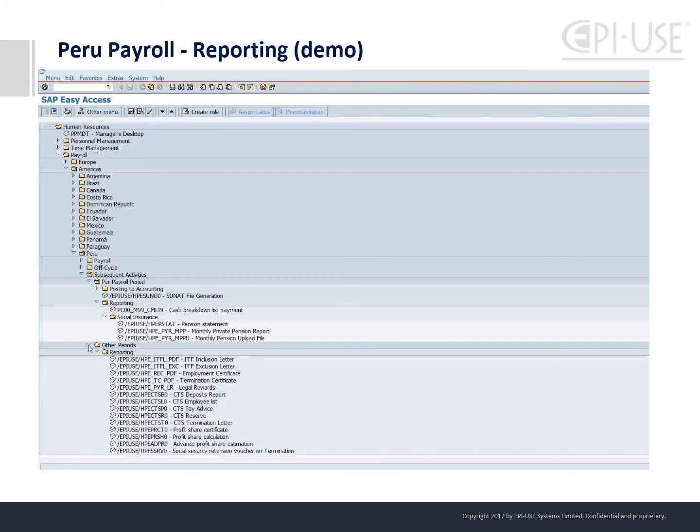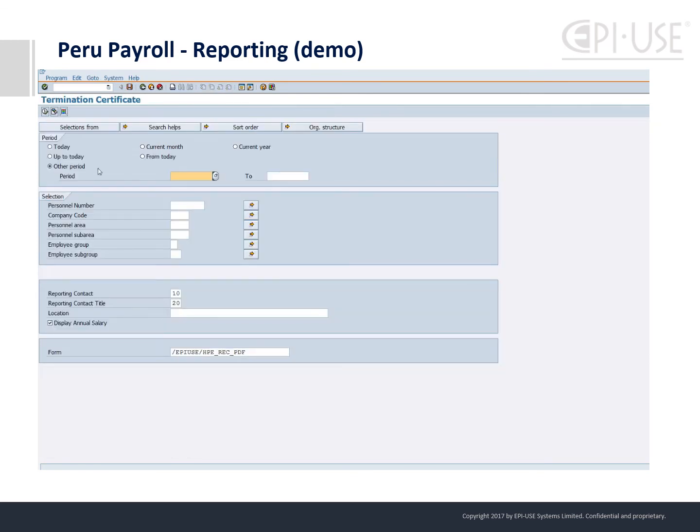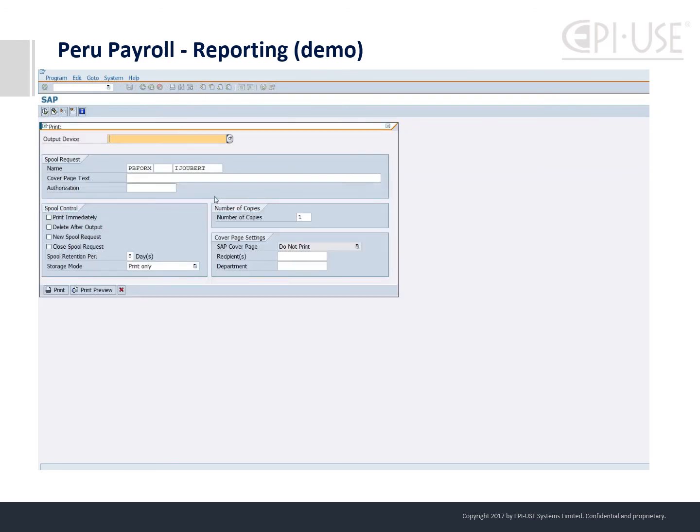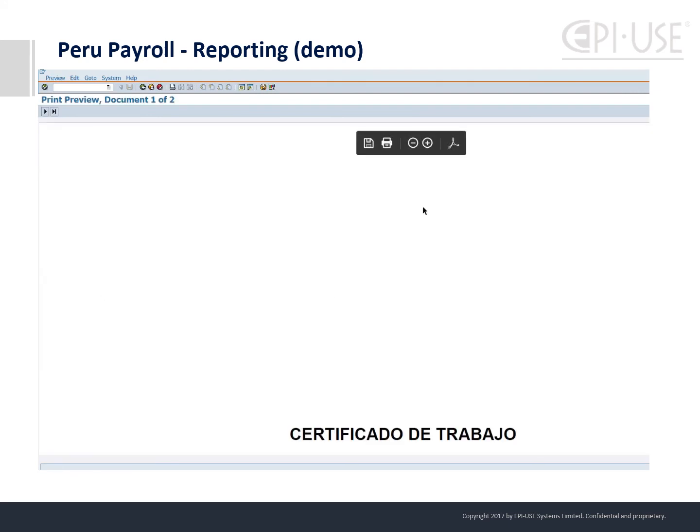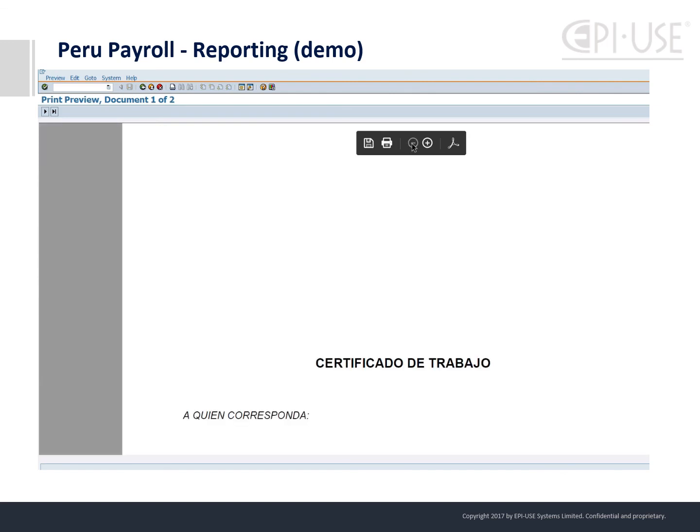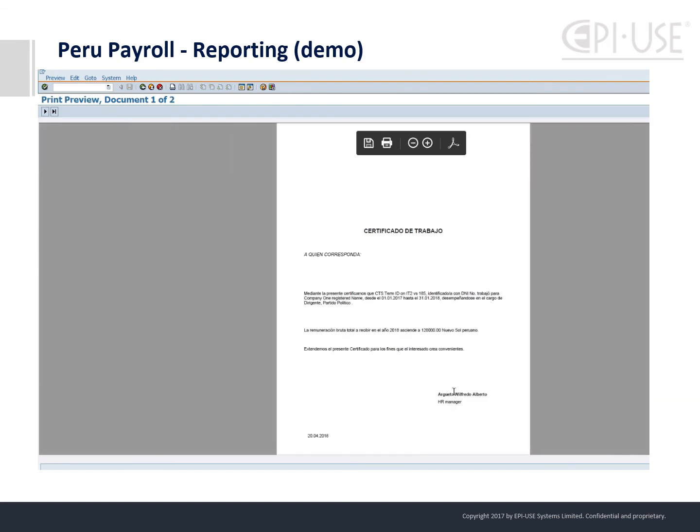Then there are other types of reports. So let's have a look at the ITF inclusion, employment certificate. Let's run the termination certificate. I have a variant here. Again, in this case it's just a form, there's no ALV because it's a certificate. I can do a print preview again. And again, there's the certificate. Can just decrease it. And some of this information we can do in the configuration. What is the information we want to print in here?